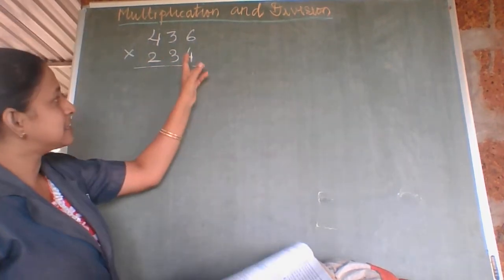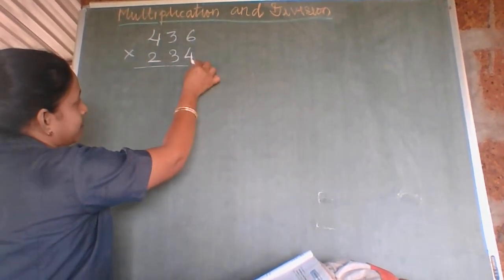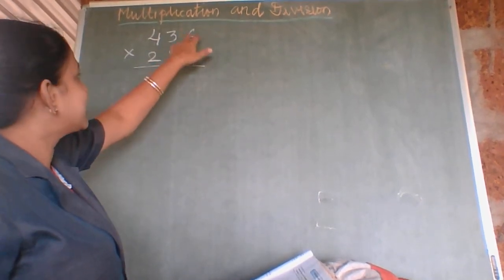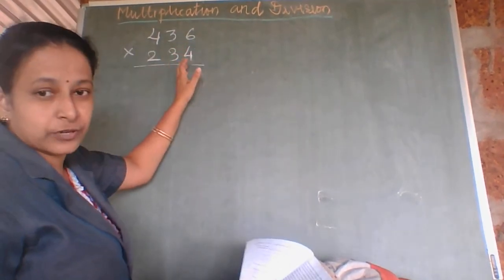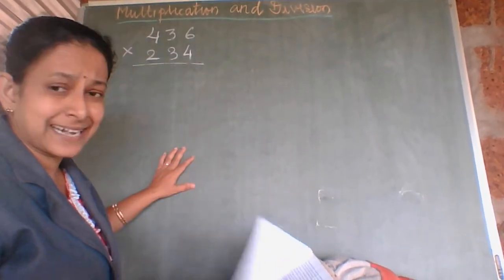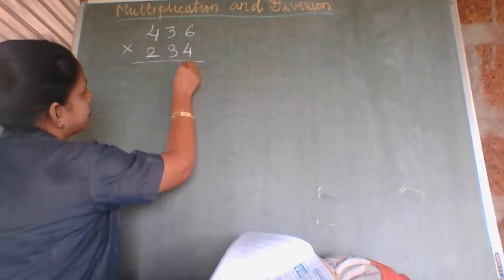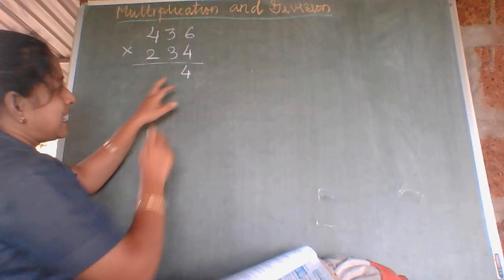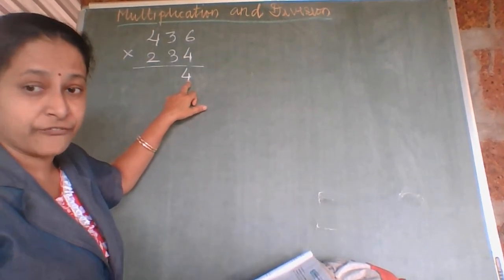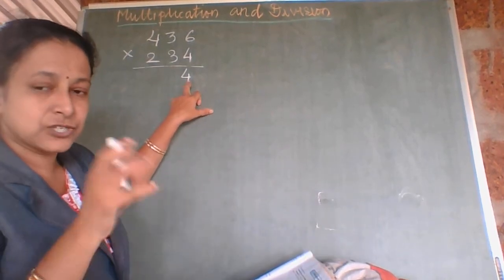Now 4 table, 4 6s are 24. So when you multiply this unit 4 with the units 6, you are getting 24. That means 2 tens you are getting, and 4 units you are getting. So 4 units you are going to write here below the unit. Whatever is 2 tens, 24 means it has 20 plus 4, so that means 2 tens are there.